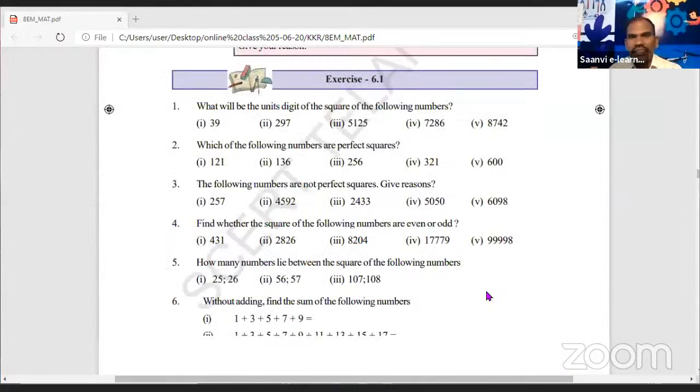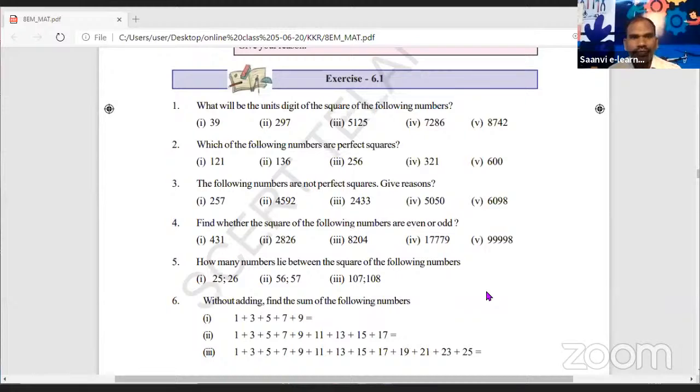Okay, now come to exercise 6.1. What will be the units digits of the square of the following numbers? We should write only the unit place of the square number. Okay, 39 square, unit place. What is 9? 9 is there, no? 9 square is equal to 81. So 1 is the unit place.